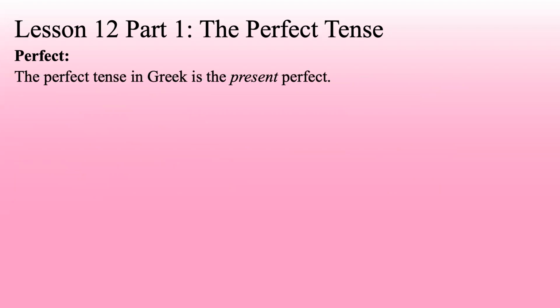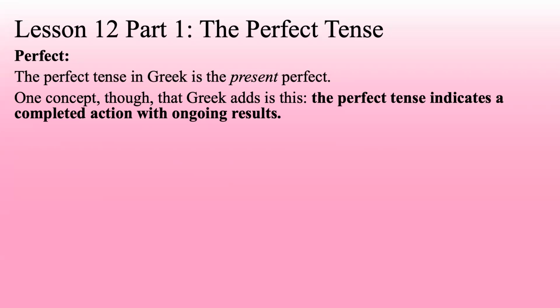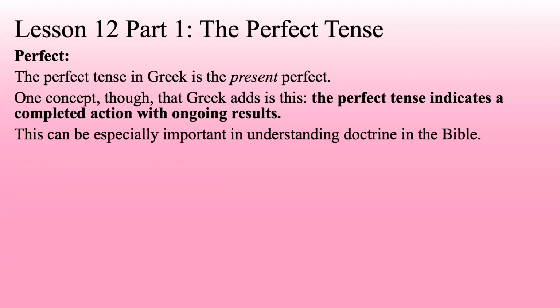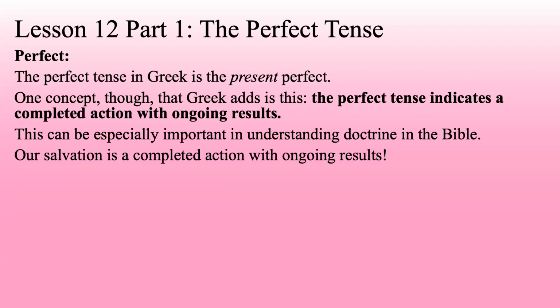All right, so perfect tense in Greek. The perfect tense in Greek is the present perfect tense. One concept, though, that Greek adds to this is the perfect tense indicates a completed action with this little bit of a feel of ongoing results because this action was already completed. This can be especially important in understanding doctrine in the Bible. Our salvation is a completed action with ongoing results.